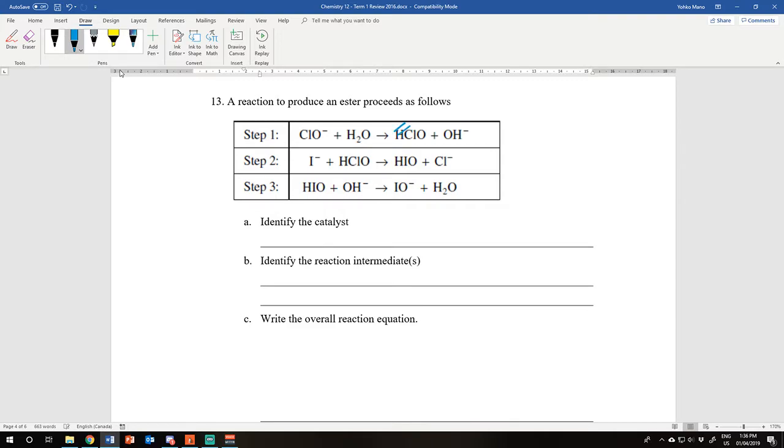So, canceling out things that appear on both sides. Remember, if it's a product first and a reactant later, that is a reaction intermediate. The OH appears on both sides, product first, then a reactant later. HIO shows up on both sides, product first, then reactant later. H2O shows up on both sides, but this is reversed. So notice H2O shows up.